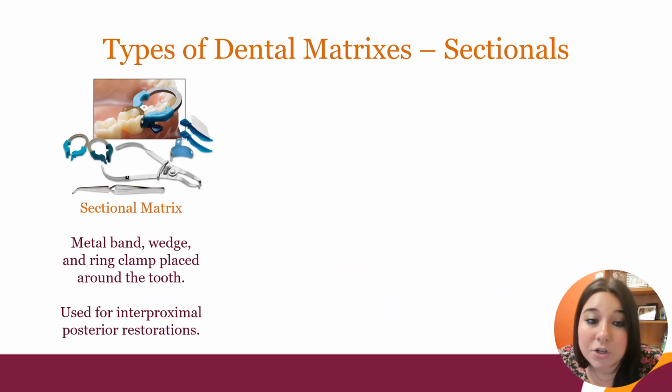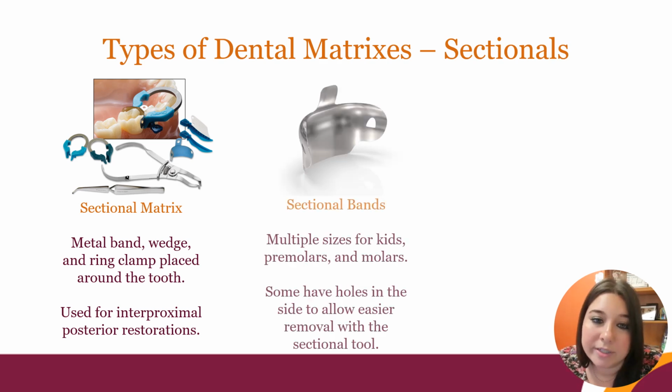Next, we have a sectional matrix. This is a kit that comes with the ring clamp. There are different rings. There is a little pair of tweezers that can grab the metal bands and wedges that go in between the teeth as well, and they are used for interproximal posterior restorations.